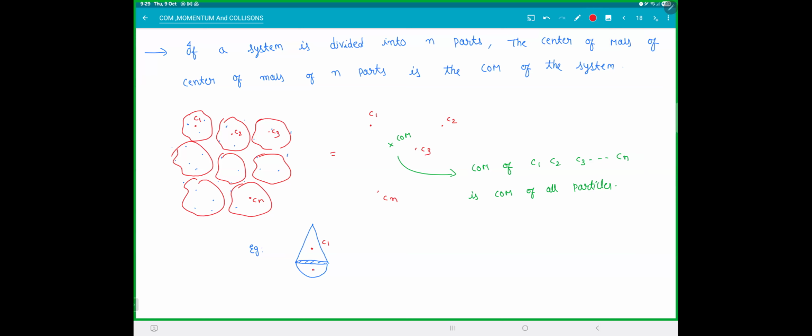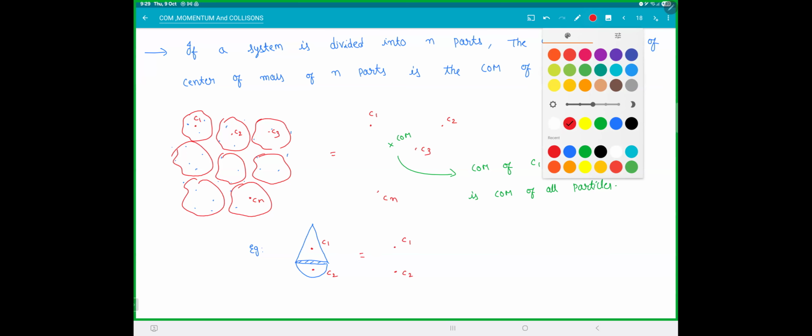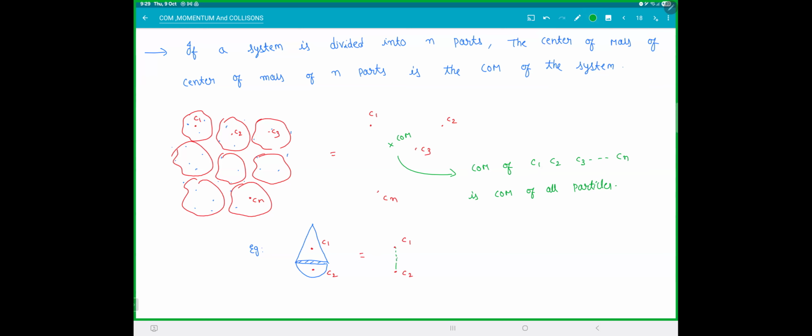For a hemisphere, we know the center of mass, C2. So we replace that entire cone with a particle. We replace this entire hemisphere with a particle. And then we find the center of mass of these two particles. And then we'll make an argument: this will be the center of mass of that shape. This center of mass of C1 and C2 will be the center of mass of that cone and hemisphere shape.